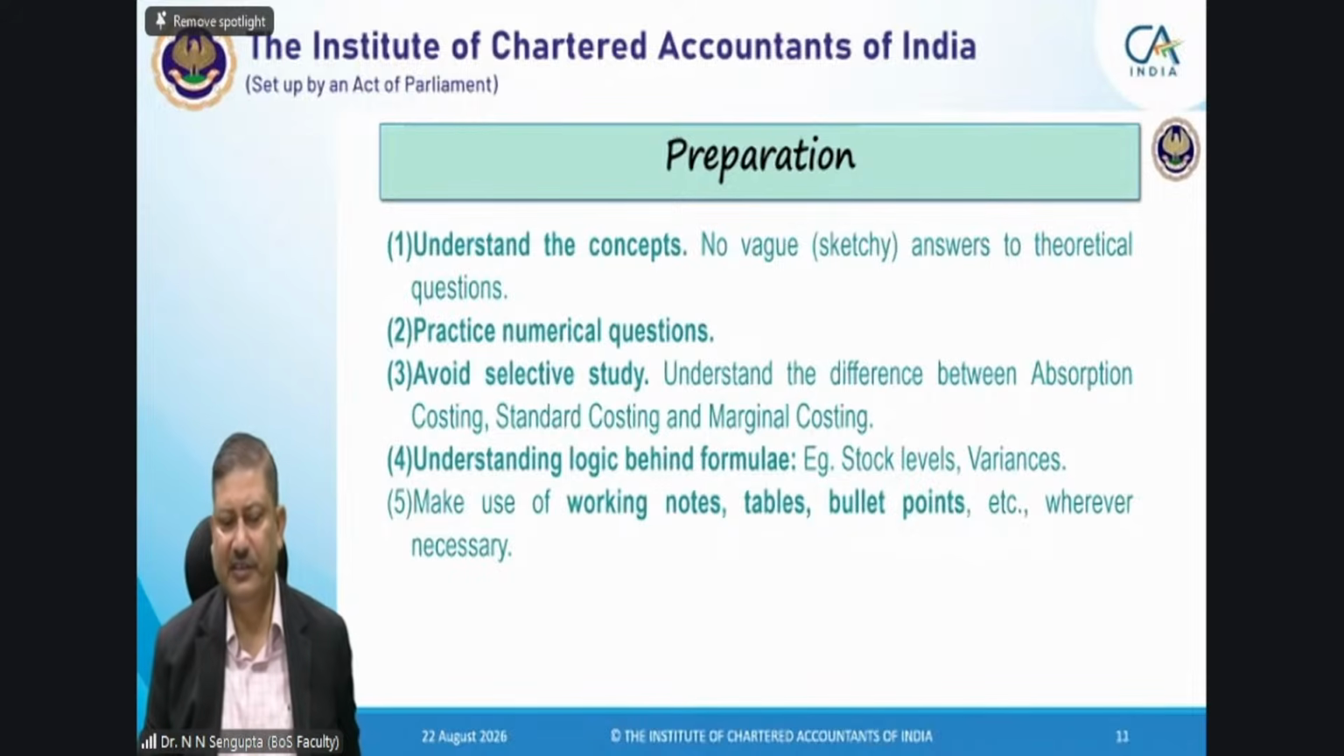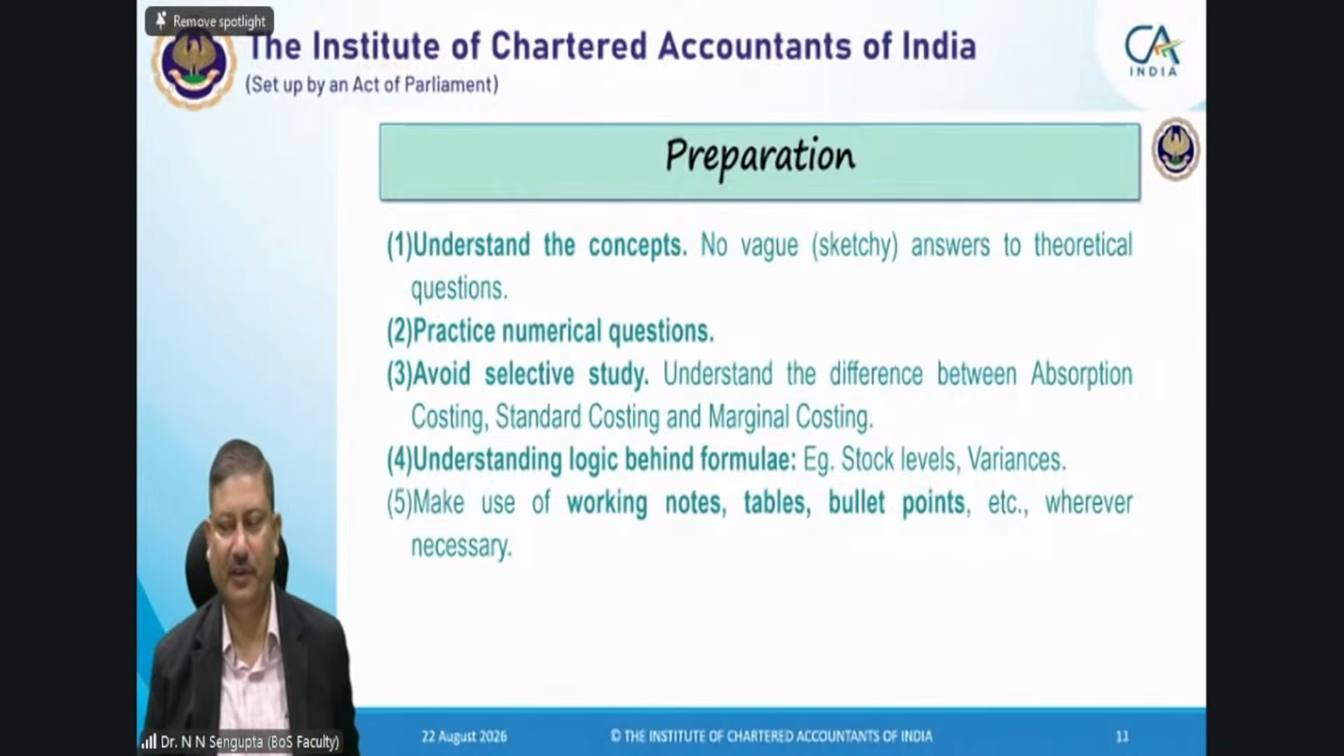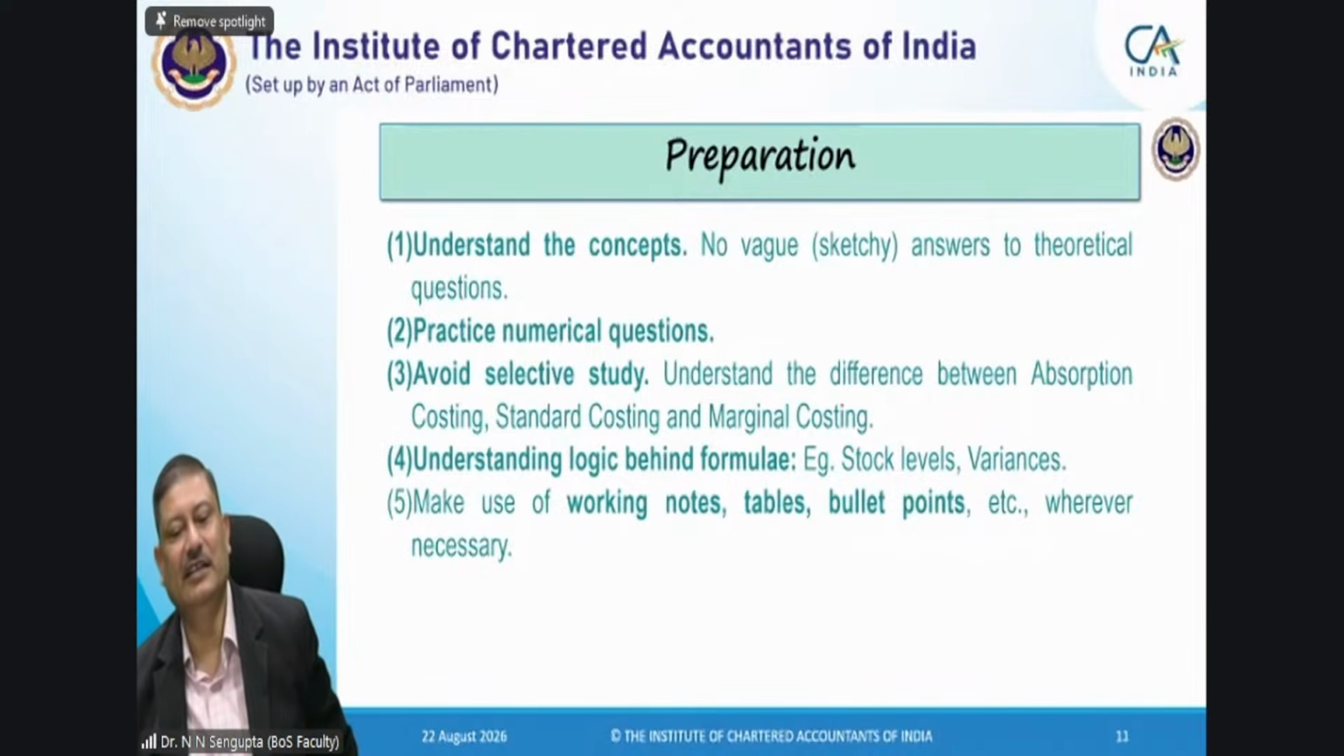As far as the preparation is concerned, you need to understand the concept. No sketchy answer should be given for the theoretical question. Practice numerical questions, avoid selective study, because when we are talking about the professional question, many of you ask which topic is important. There is nothing called important in case of a professional examination like chartered accountancy. Then understand the logic behind the formula, making use of working notes, tables, bullet points wherever required, so that your presentation is very, very important.